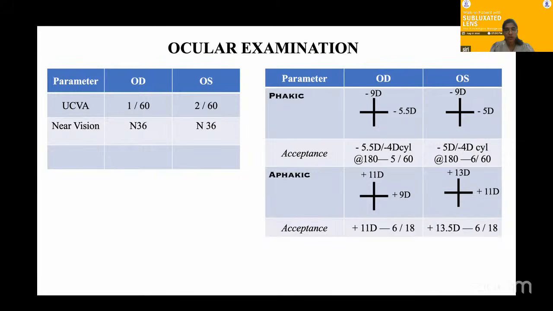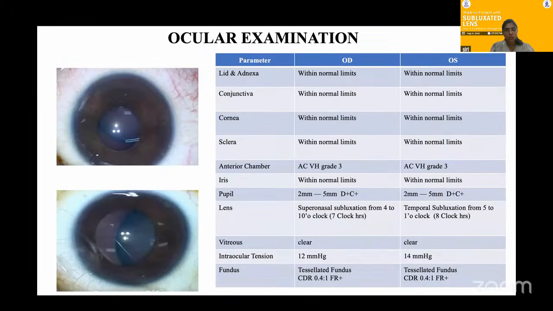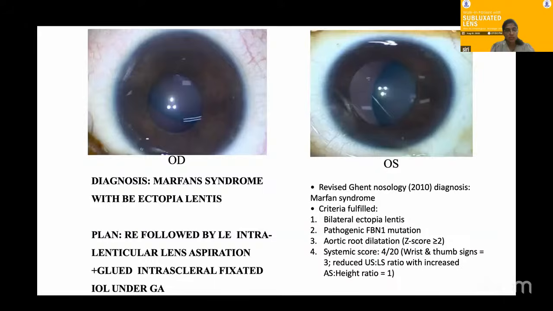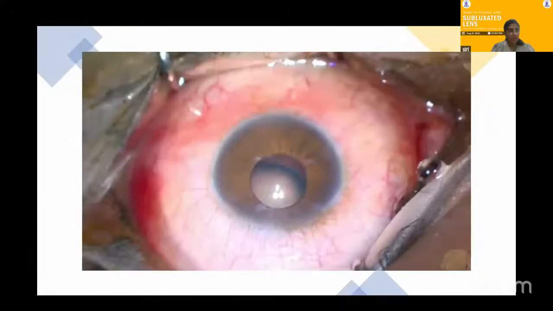On cycloplegic refraction, in the phakic zone, there was high lenticular myopia with astigmatism. On slit lamp evaluation, there was superonasal subluxation from 4 to 10 o'clock, around 7 clock hours, in the right eye, and temporal subluxation from 5 to 1 o'clock, around 8 clock hours, in the left eye. Fundus evaluation revealed myopic changes with tessellations. A diagnosis of Marfan syndrome with bilateral ectopia lentis, based on the revised Ghent nosology, was made. She underwent right eye followed by left eye intralenticular lens aspiration plus glued intrascleral fixated intraocular lens under general anesthesia.